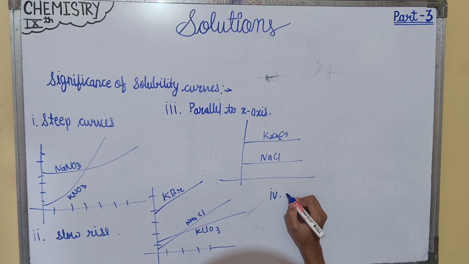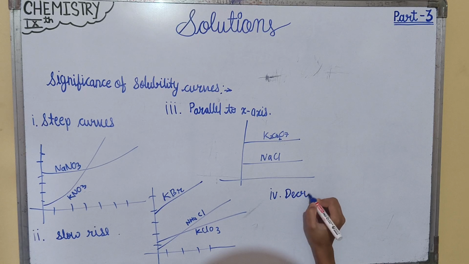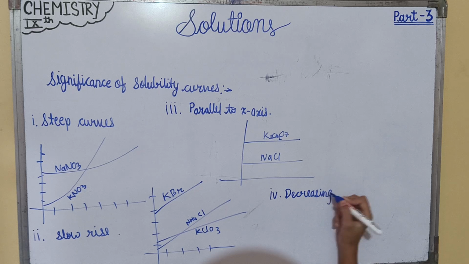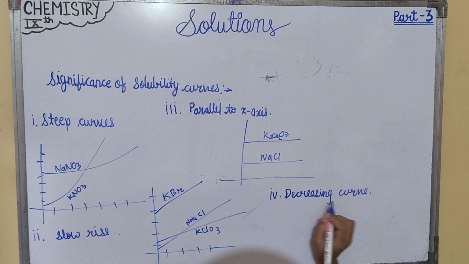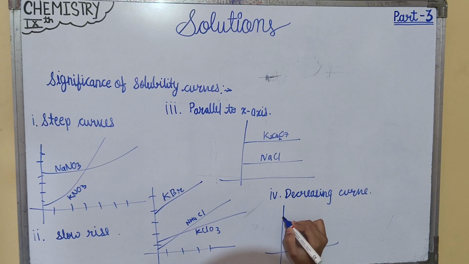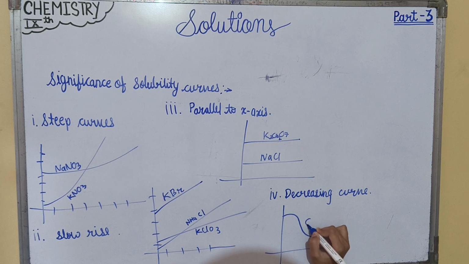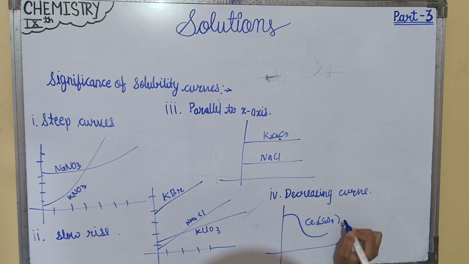Fourth one is decreasing curve. So, in significance, the decreasing curve indicates that solubility decreases with rise of temperature. Example, solubility curve of Ce2(SO4)3.